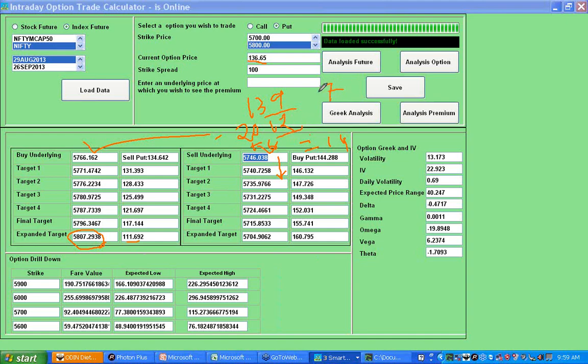So 27 points you lost in the option. So out of this 5766 to 5807, that is 41 points you are winning. Considering 41 points total if you are winning, 27 points if you are losing here also, so 13 to 14 points or 15 points you can win here also. So by this process you can manage your risk.